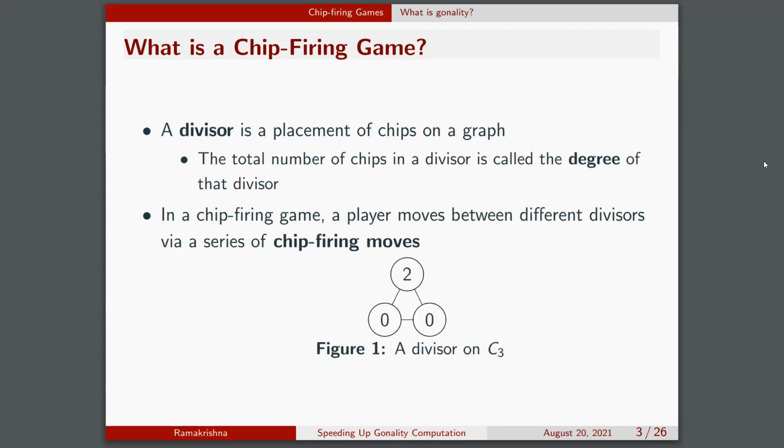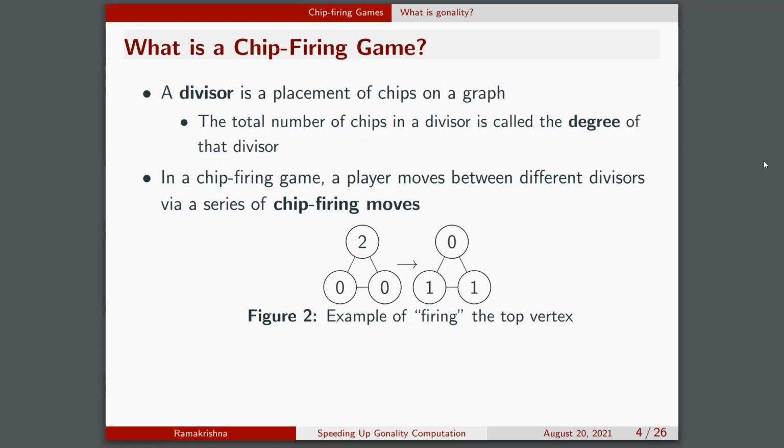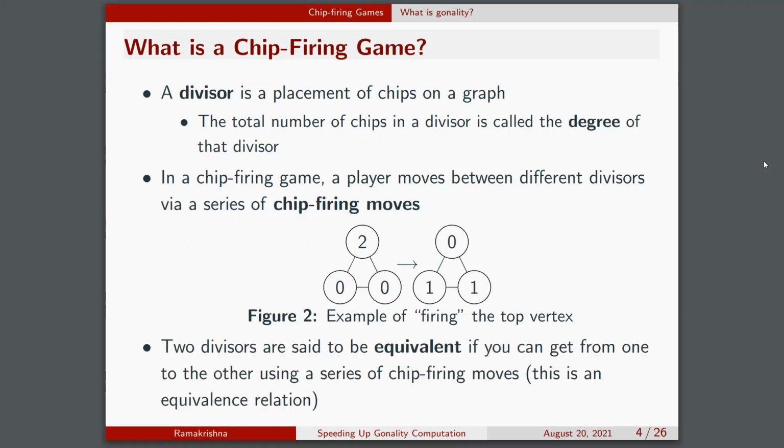So let's look at an example of this on the 3-cycle, C3. We have a divisor here with 2 chips on the top vertex, 0 chips on the bottom 2 vertices. As you can tell, this is a divisor of degree 2. There are 2 total chips. So let's say we want to fire the top vertex of this graph. What we're going to do is send 1 chip along each edge as follows. And so now we're going to have 0 chips on the top vertex and 1 chip on each of the bottom 2 vertices.